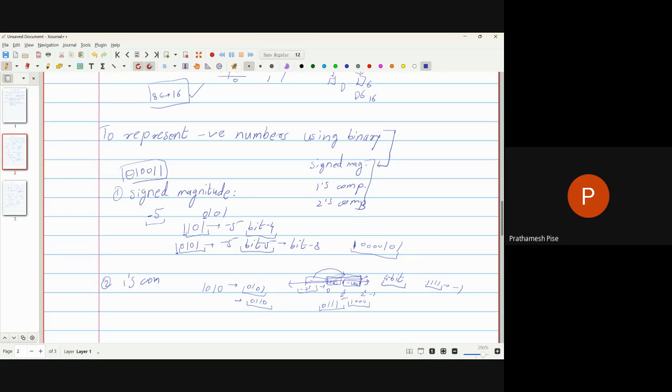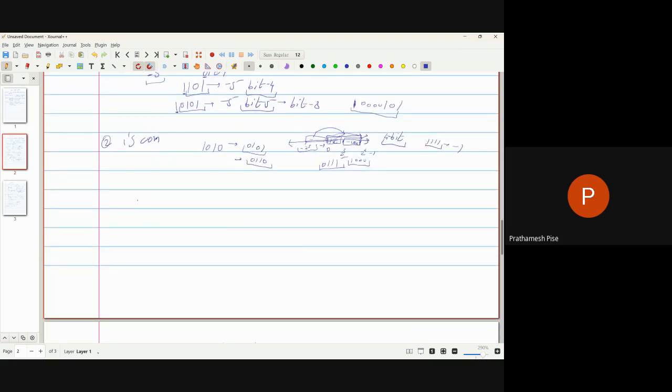In 1's complement, 0 has two representations. One is 0000 in 4-bit, and another is 1111, because one's complement of this is just 0000. Correct. So 0 has two representations in one's complement, but in two's complement it is not like that.